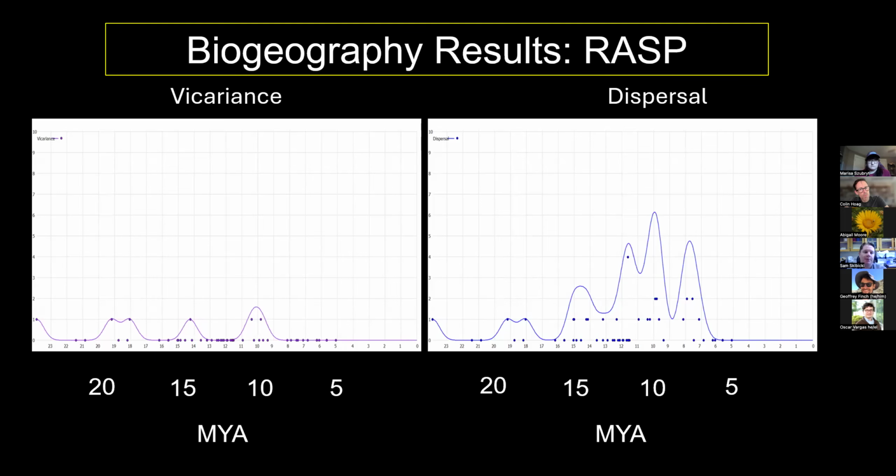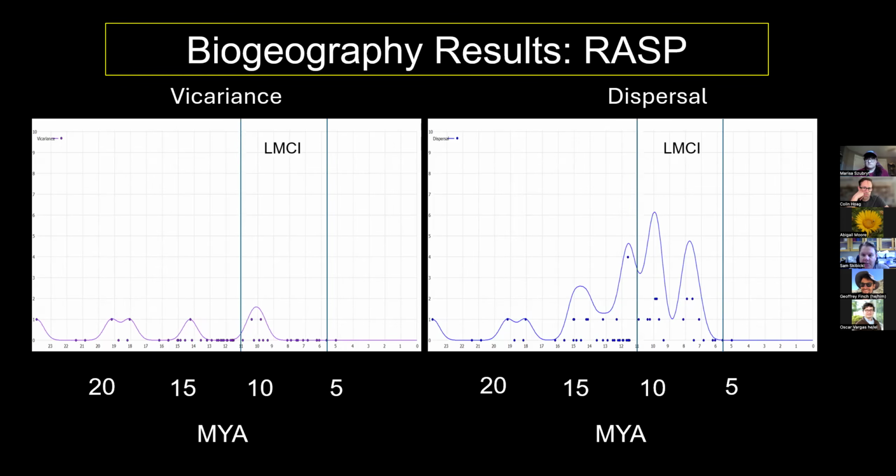Further analysis with RASP, we wound up with vicariance showing very little hits in RASP4, but for dispersal, we get many, many more peaks, and really interesting to find. I went back into some geological records, and you wind up with this thing called the LMCI, the late Miocene cooling interval. And this time, about 11 and a half million years ago, the Great Plains, this grassland in the central United States and Canada, was more of a savanna before that. But during this time, it became a grassland.